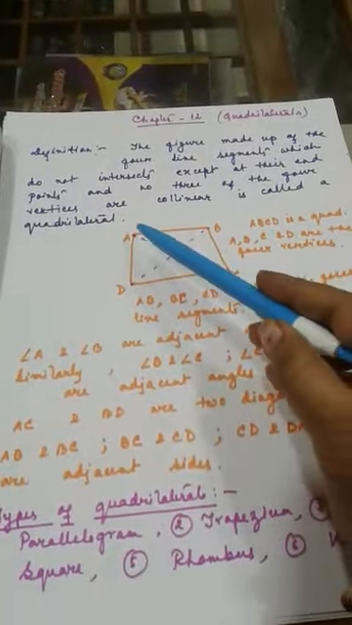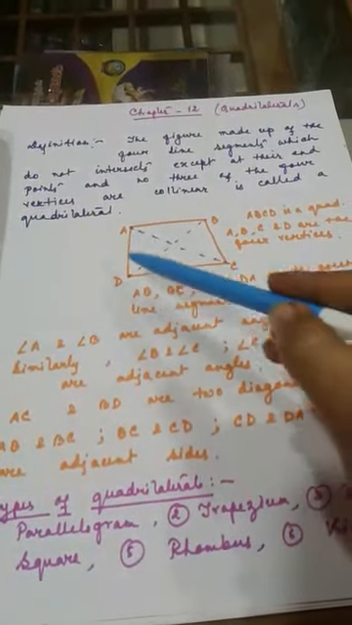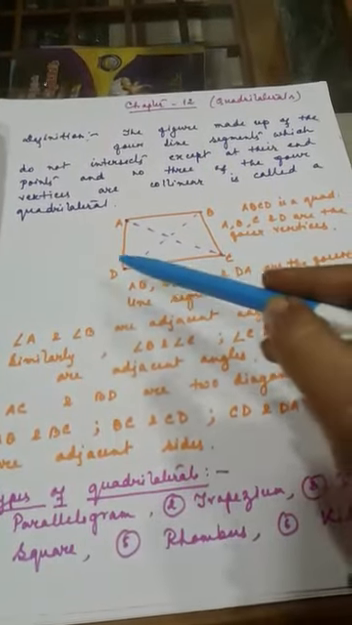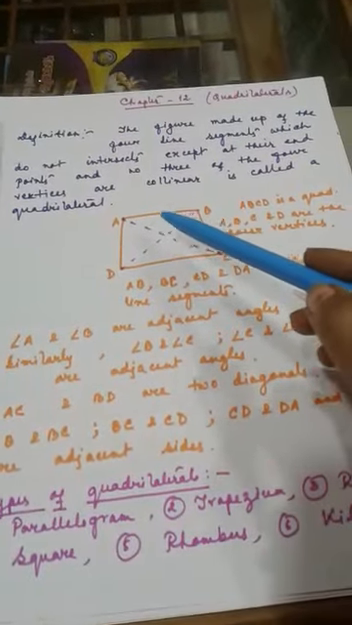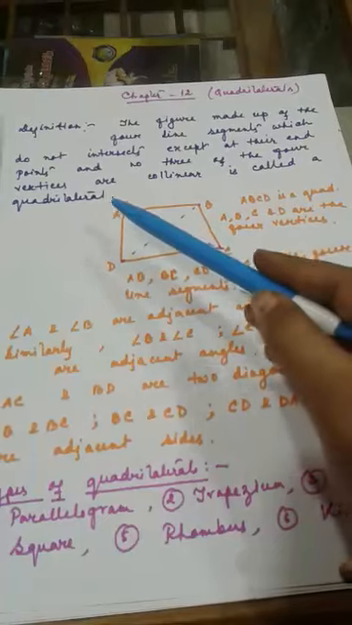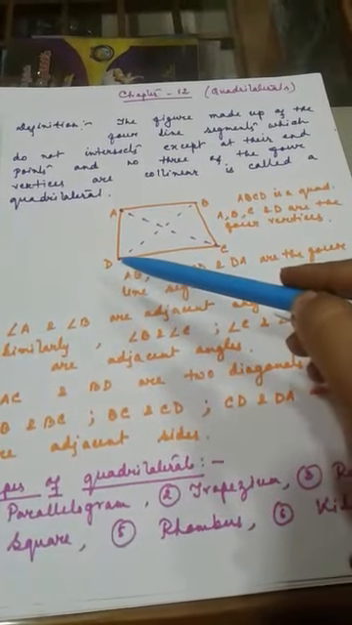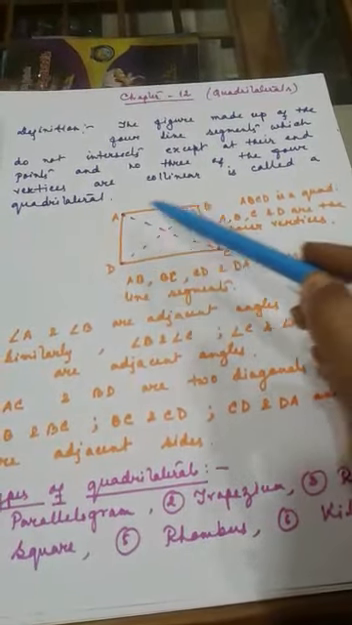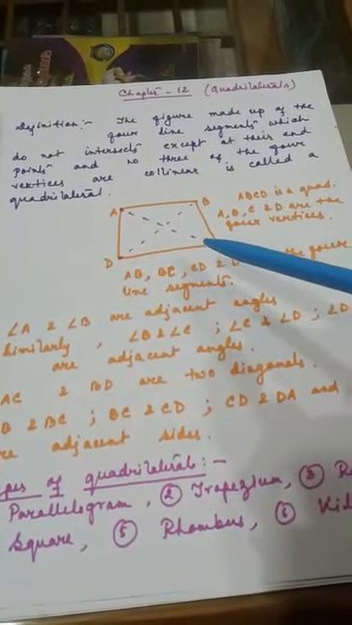Now, this is a quadrilateral. It can be of any size or shape, where 4 line segments are there and 4 vertices are there. 2 diagonals are there. Okay.